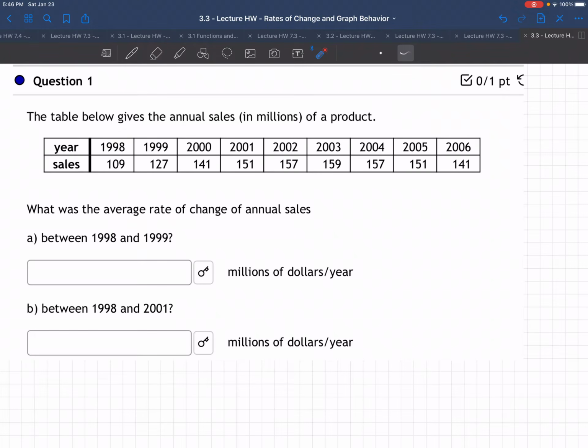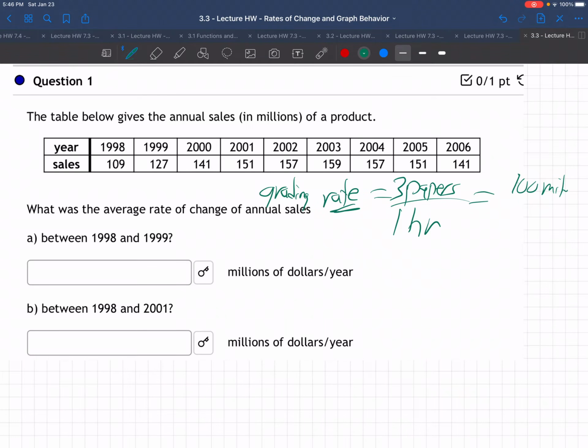Like rate of change. You know a rate. A rate is a speed. Like I might say how fast I can grade papers. What's my grading rate? That would be how many papers I can grade, or problems or whatever, per hour. I can grade 3 papers per hour. That's my rate. Or I can drive my car 100 miles per hour.